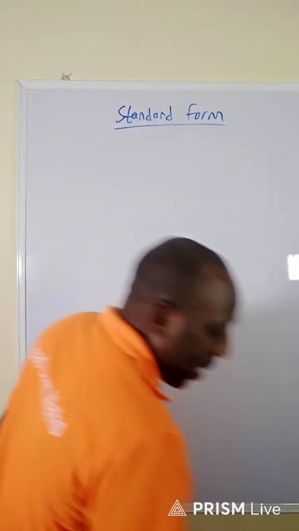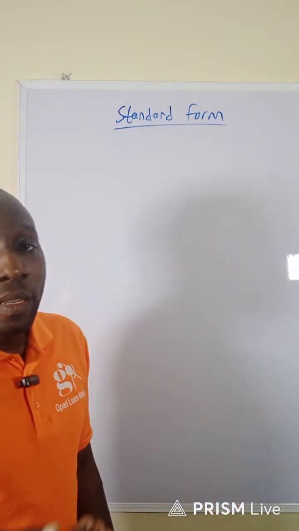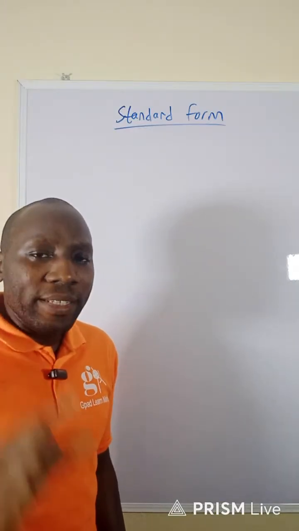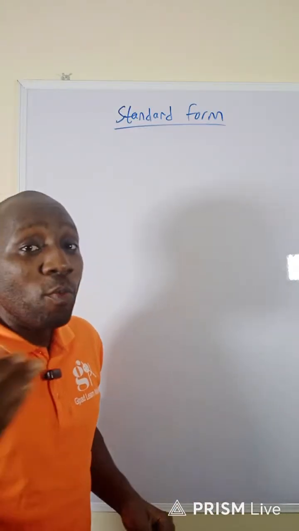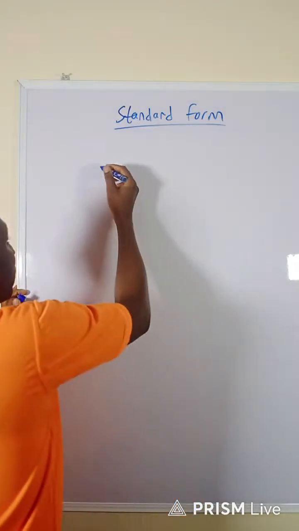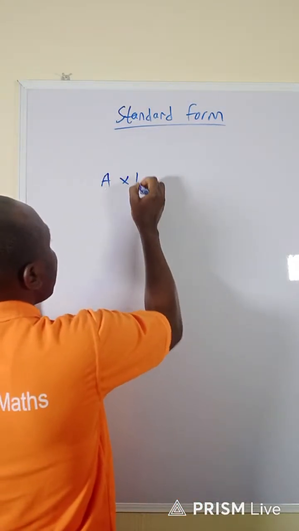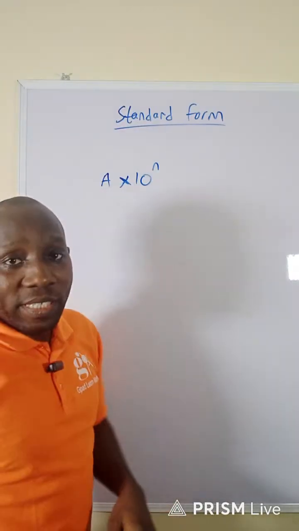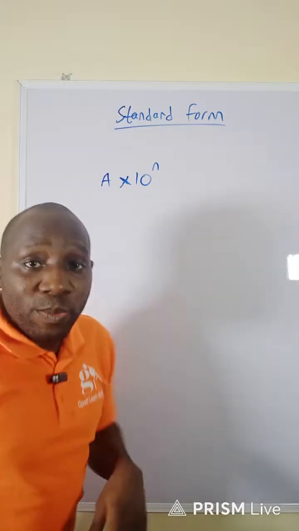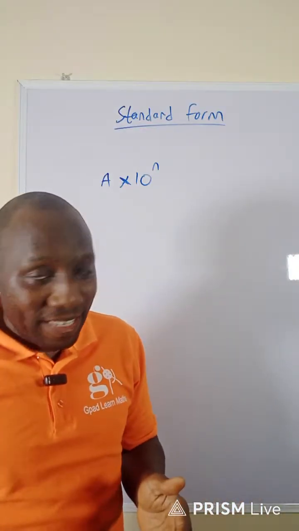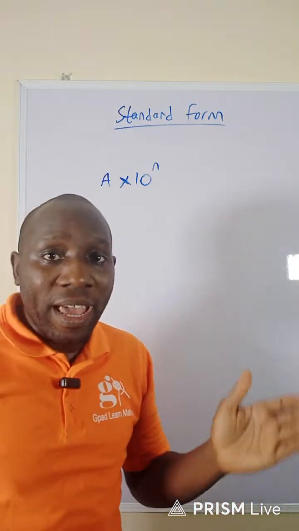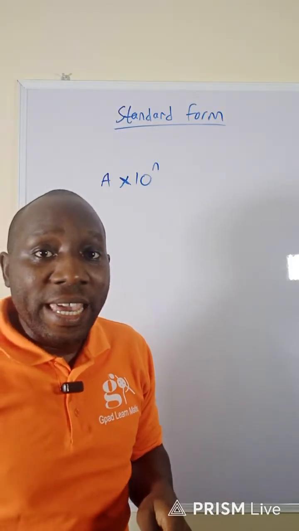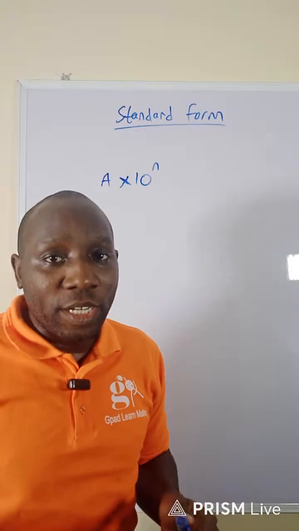I have just talked about the reason why we write numbers in standard form, and I want to tell you the way to write ordinary numbers in standard form. There's a way to do this, so let me write this down. Everybody, please write this: A times 10 raised to power n. This is how you write, and this is what is called standard form. A must be between 1 and 10, and n must be an integer.